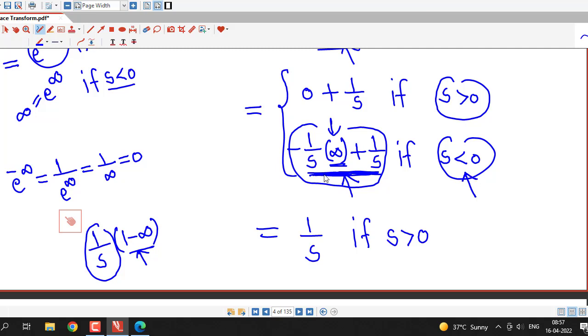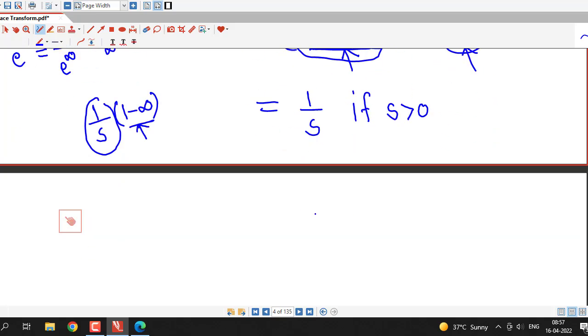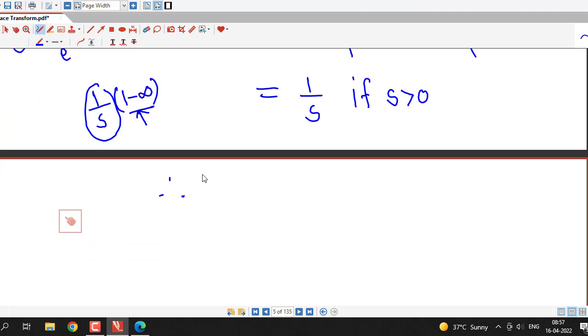Therefore the Laplace transform does not exist if s is negative, and for s positive, the Laplace transform is 1 by s. Therefore we have shown that the Laplace transform of 1 is 1 by s, provided s is positive.